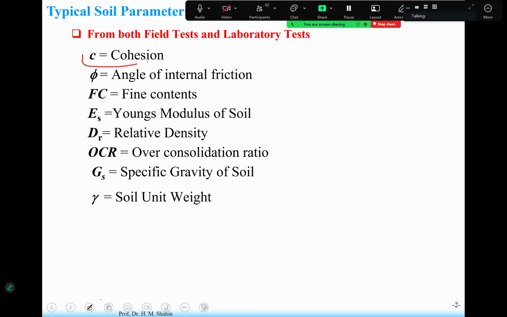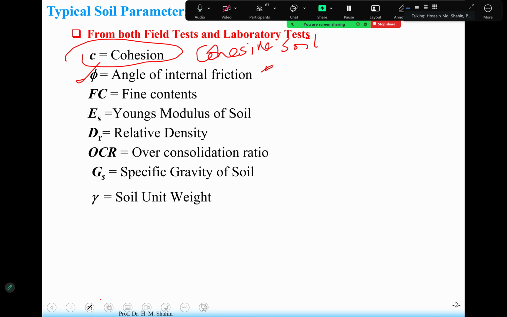So we have cohesion. Cohesion is mainly for clay type soil, cohesive soil. Even clayey sand will have cohesion. Even silty sand, silt has some cohesion. Cohesive silt we know. So cohesion, and the angle of internal friction. These two parameters are actually very important for any design. In foundation engineering, we saw the foundation design was done with these two parameters.